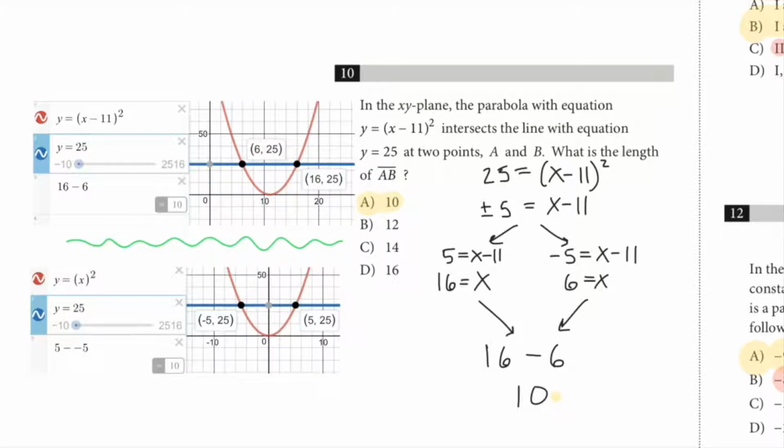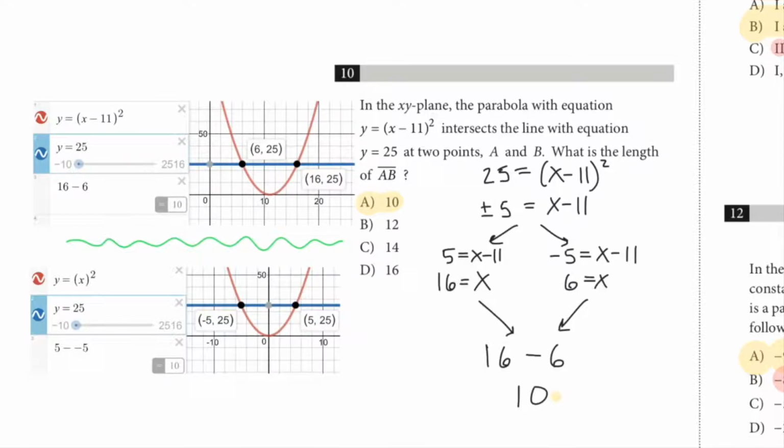So basically, what I did was I visualized it in my head. You can even draw it out on paper. You're going to have some sort of a parabola, and you want to measure the distance between these two points at some height, y equals 25. So you've got to understand that y equals 25 is a horizontal line, and then the parabola is going to be like this, and then you're finding the intersection points here, and measuring the distance.